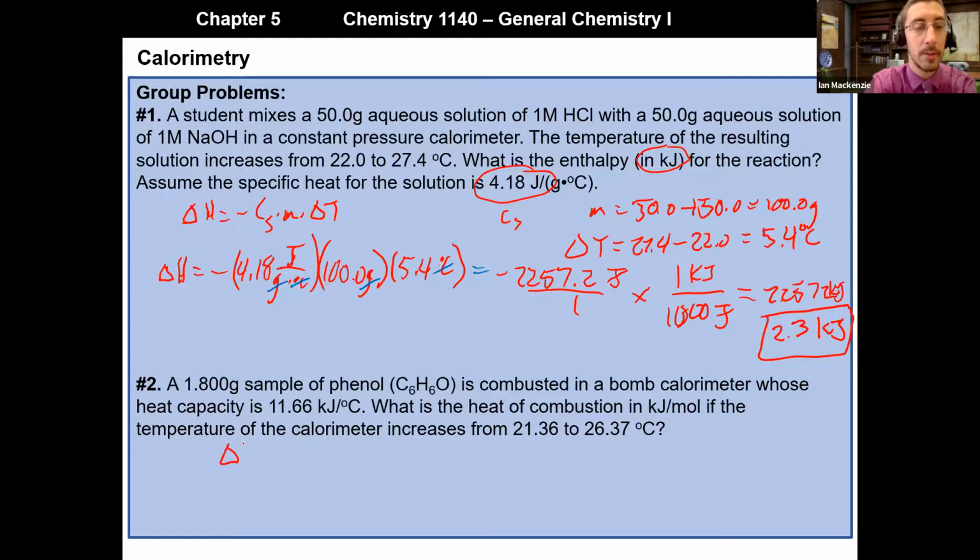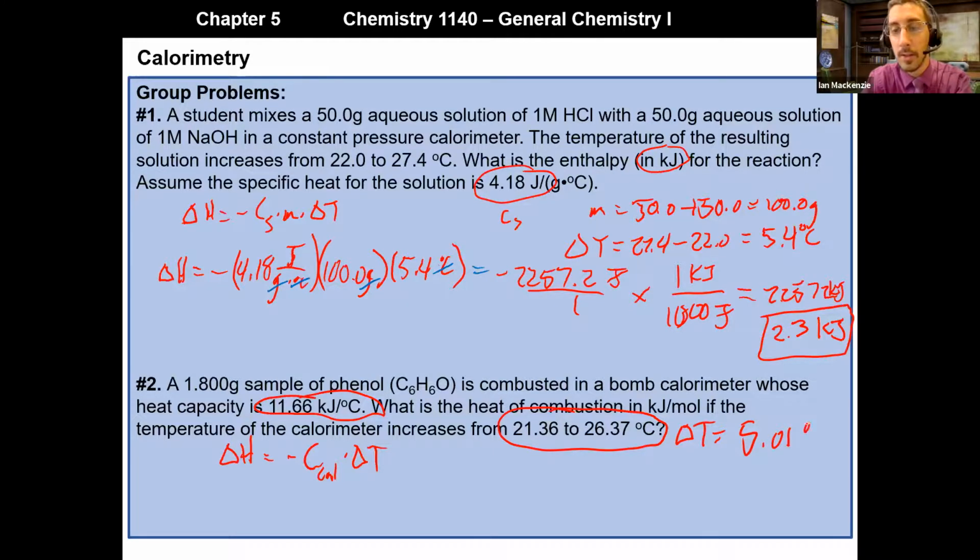It's a bomb calorimeter, so I'll write out the appropriate calorimetry equation. Delta H is equal to minus C for the calorimeter times delta T. Well, I'm given C and delta T. I should be able to figure that out fairly easily. So delta T is going to be just 26.37 minus 21.36. And I come out with 5.01 degrees Celsius for the change in temperature.